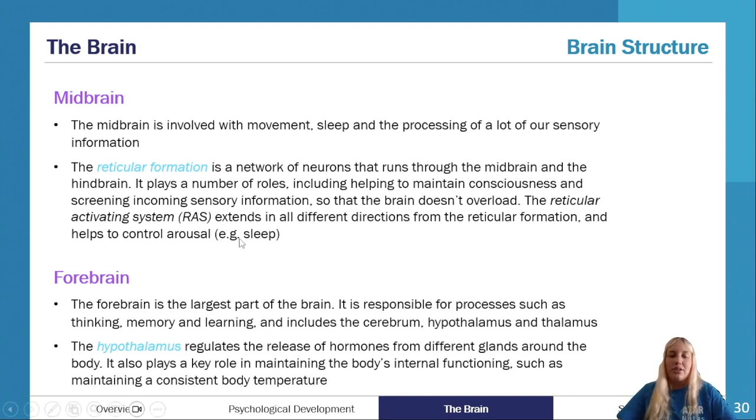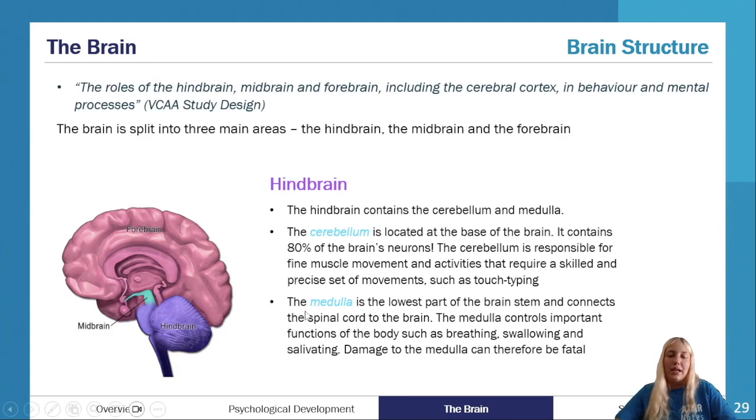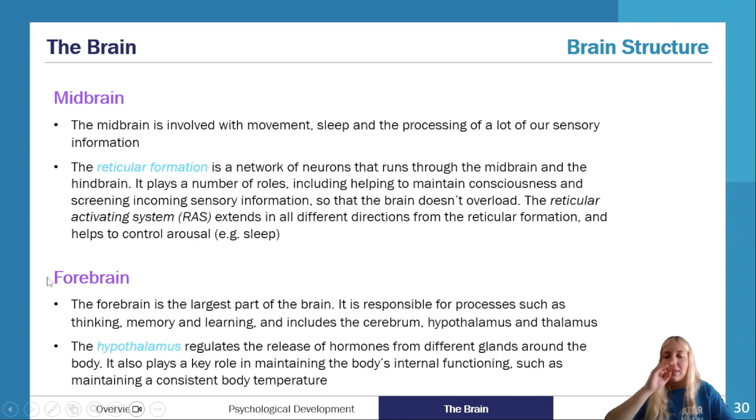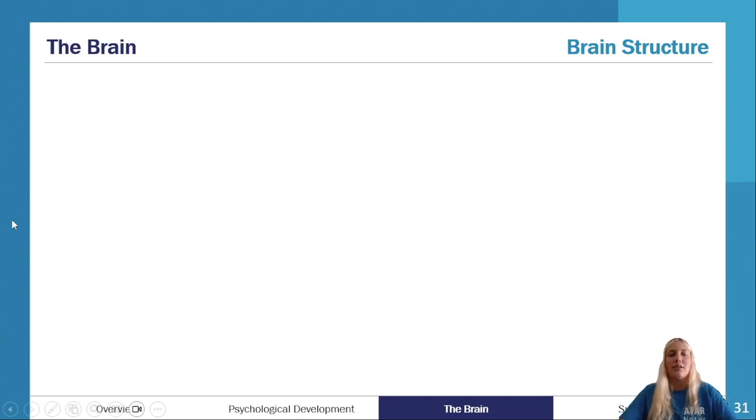So first we'll start with the hypothalamus. The hypothalamus helps to regulate the release of hormones from different glands around the body. It also plays a key role in maintaining the body's internal functioning, such as by maintaining a constant body temperature. So a bit like the medulla, it's one of those things that really keeps us alive with a lot of functions we don't actually control, releasing hormones that keep our body going, and other internal functions such as maintaining a consistent body temperature.